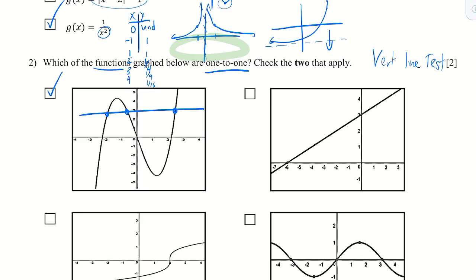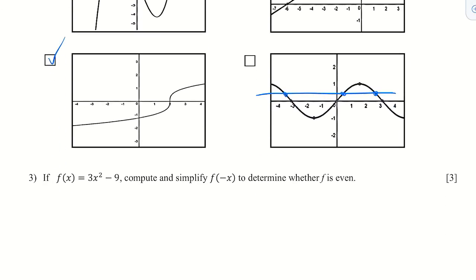So therefore, this is actually the opposite, right? That would not be 1 to 1. Same thing with this one. This would not be 1 to 1 because it does not pass the horizontal line test. So which ones are 1 to 1? This one and this one.